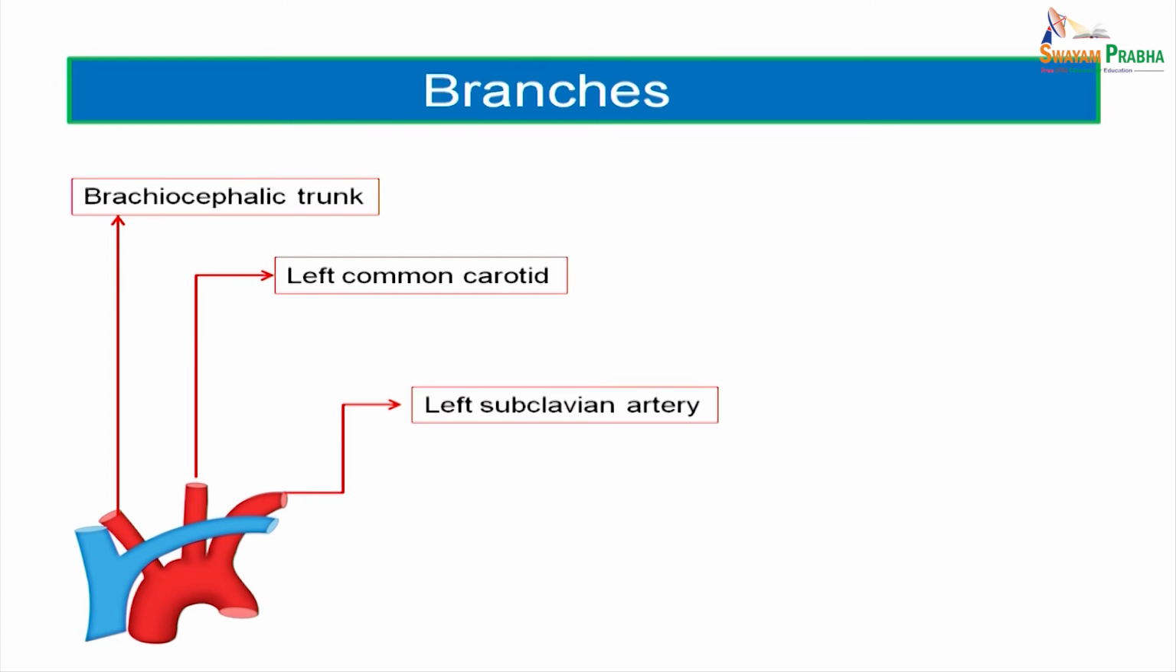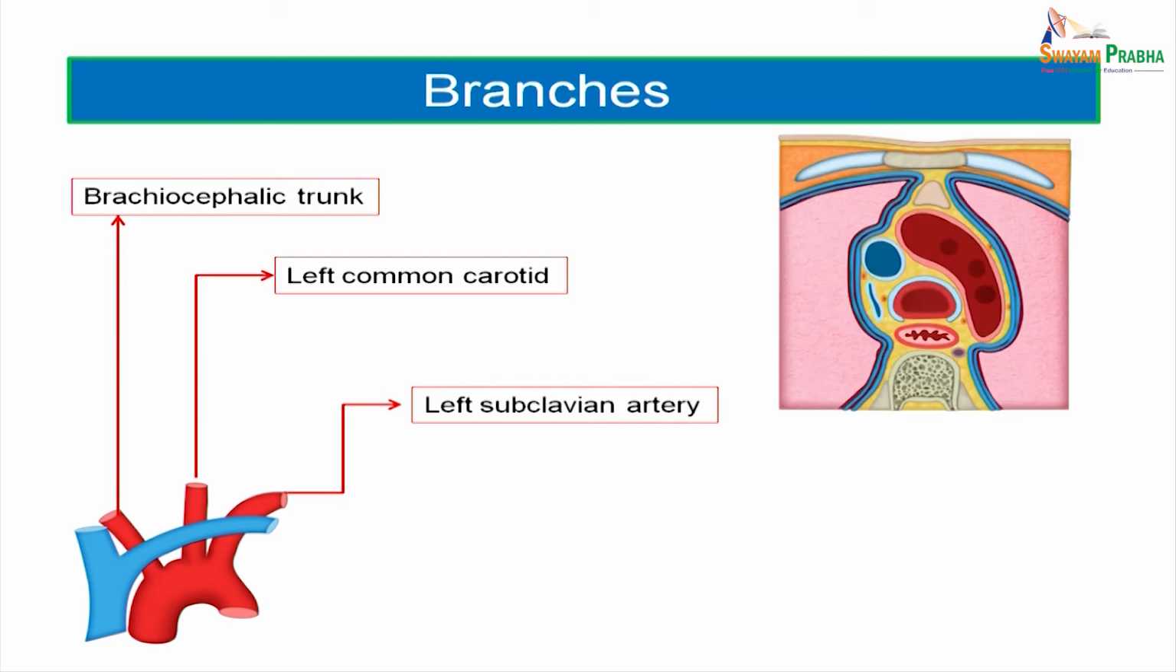This again follows the same course as the left common carotid, ascends upwards along the left side, and it will supply the left upper limb. If we see this in a cross section, we can see the three branches shown in darkened colors. The first one indicates the brachiocephalic trunk, the next one the left common carotid, and the last one is the left subclavian artery.